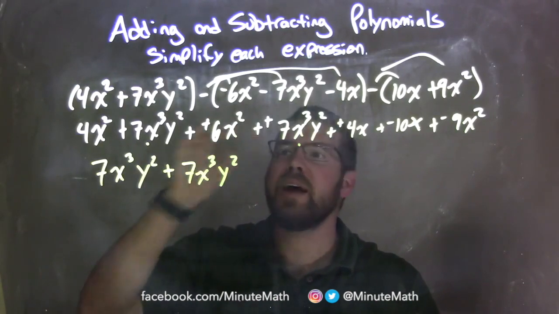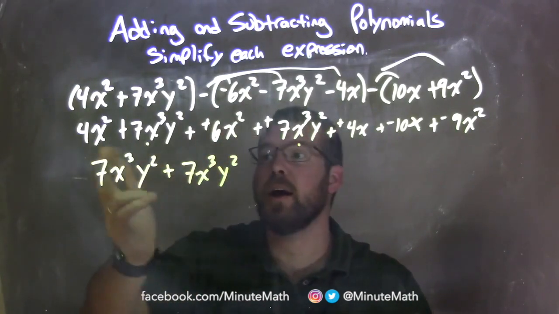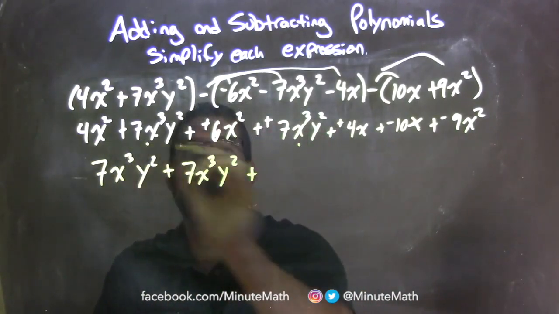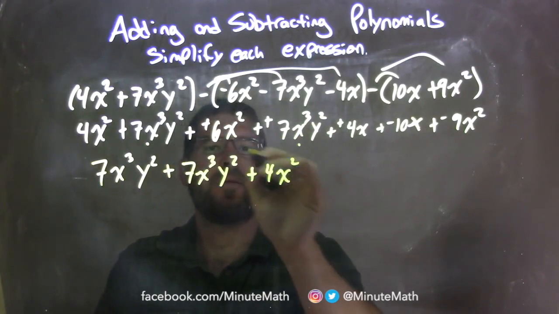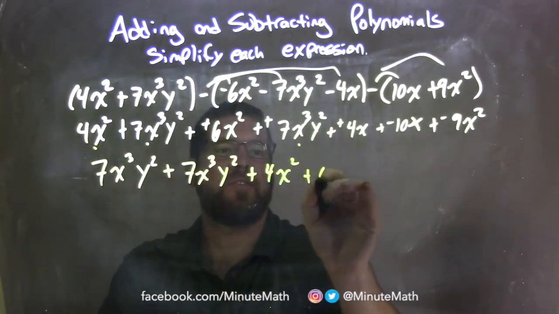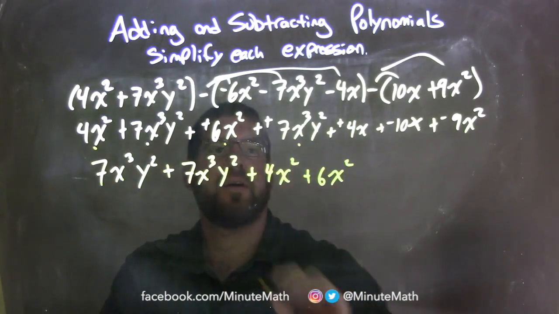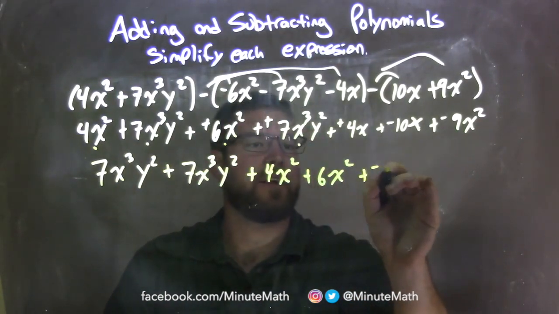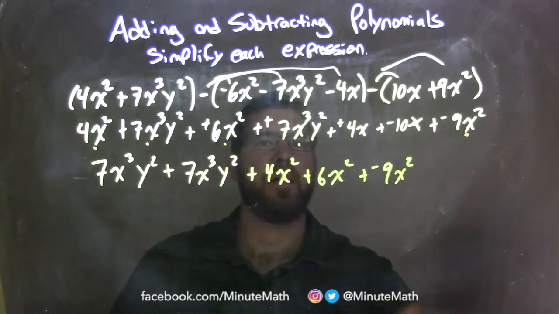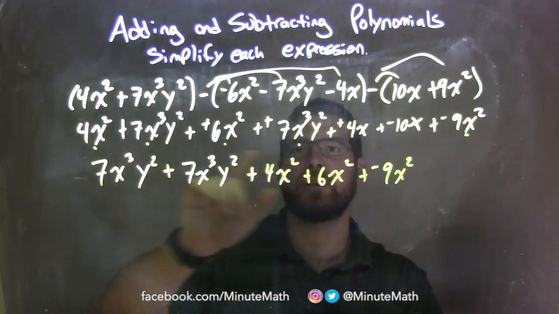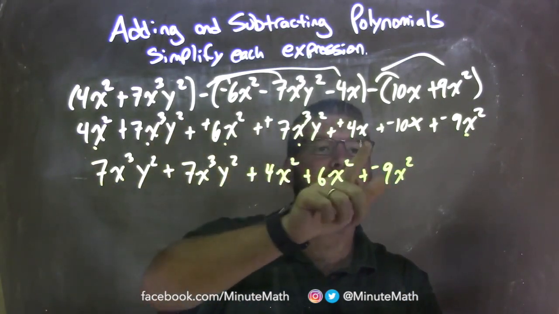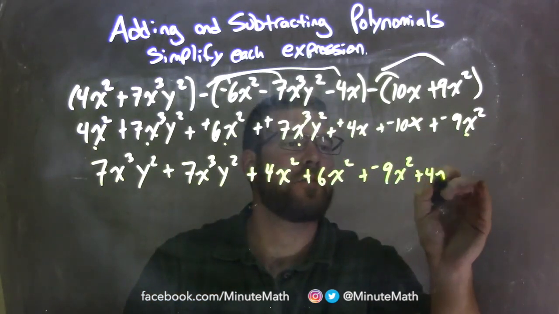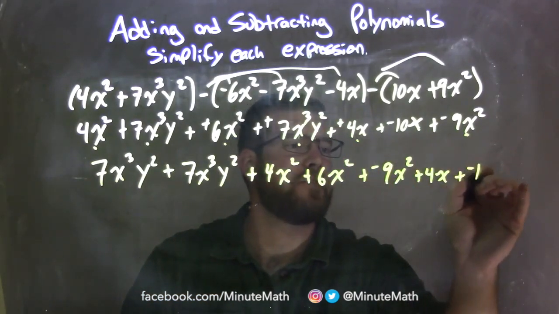Then the next highest degree I see really is x squareds, right? I see plus 4x squared there. The dot brought it down, plus 6x squared right there. Then I have a negative 9x squared. Then from there, I don't see any other like terms or squared, so I go to the x's. I have 4x plus a 4x and plus a negative 10x.